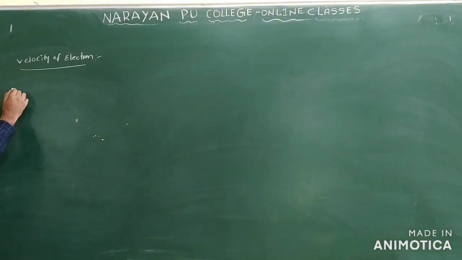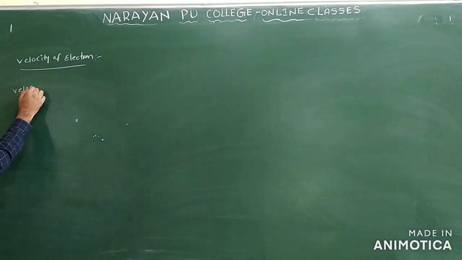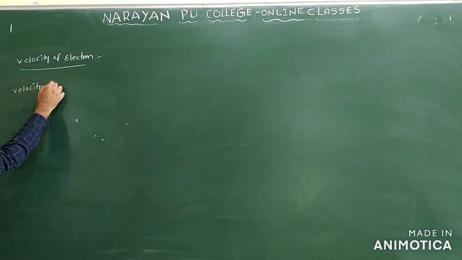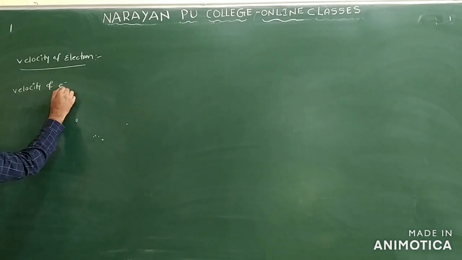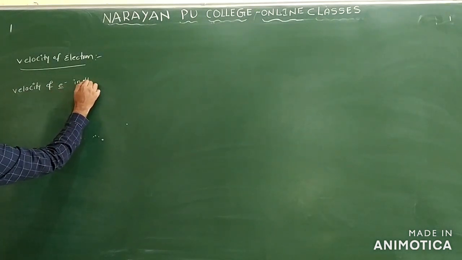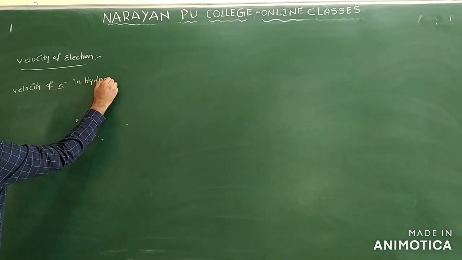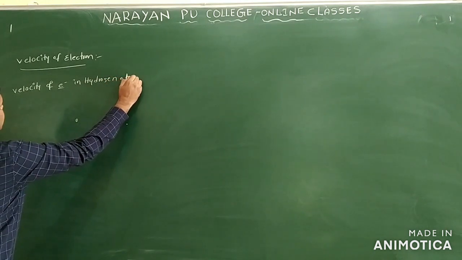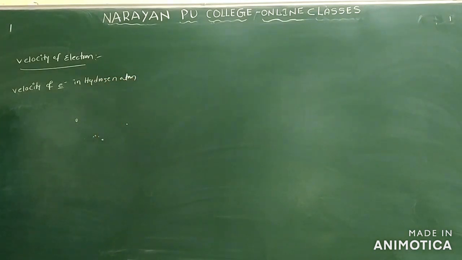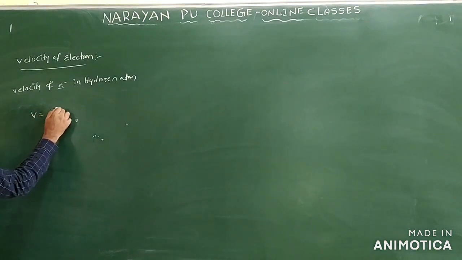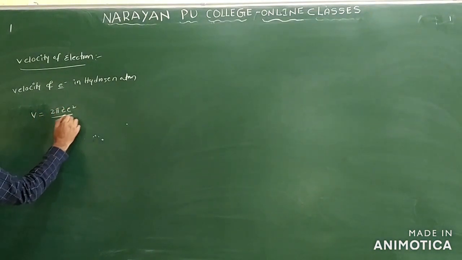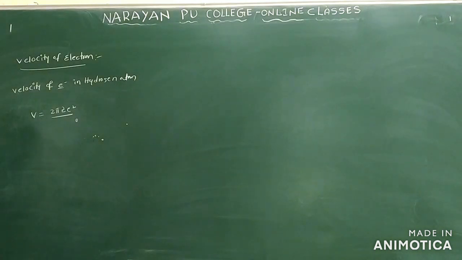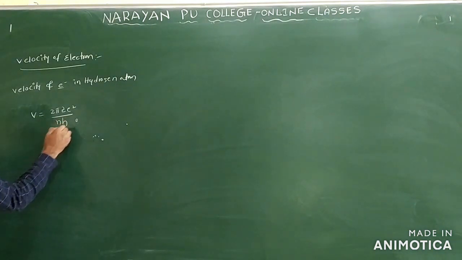Generally we are finding the velocity of an electron in the hydrogen atom. So we have the formula here: V is equal to 2 pi Z e square by n h. This is the velocity of an electron in a hydrogen atom.